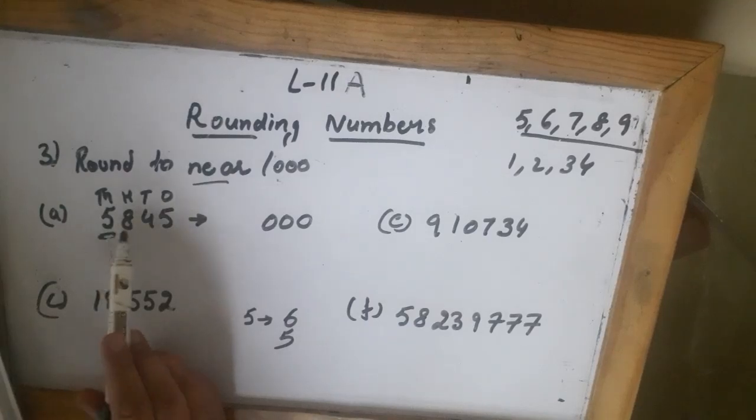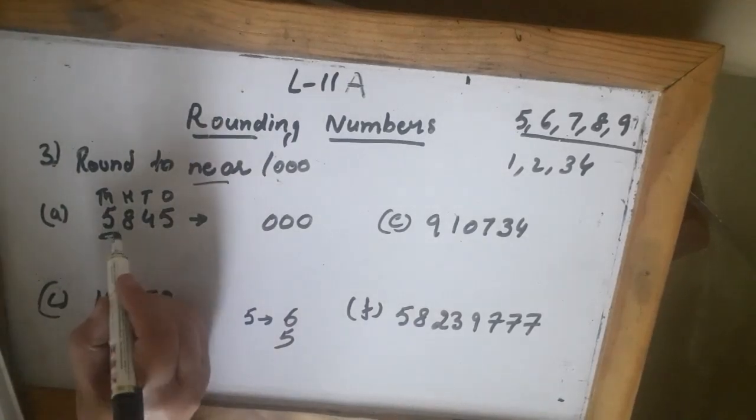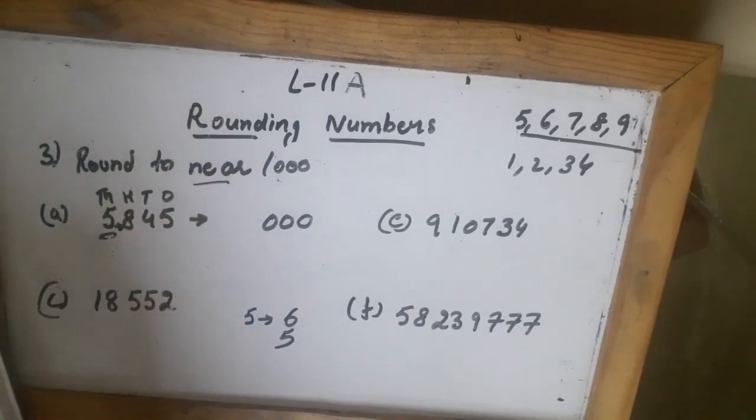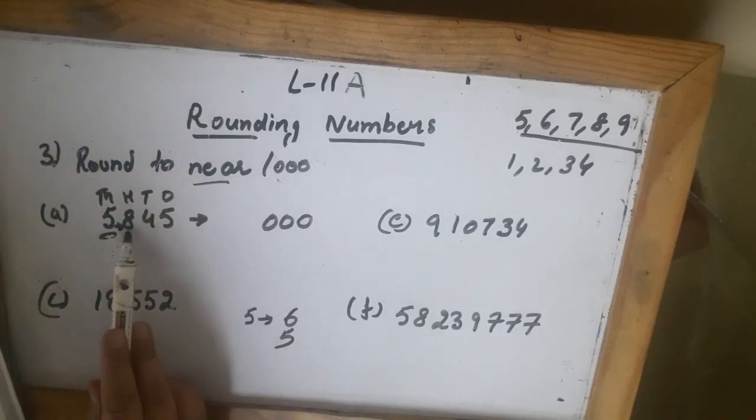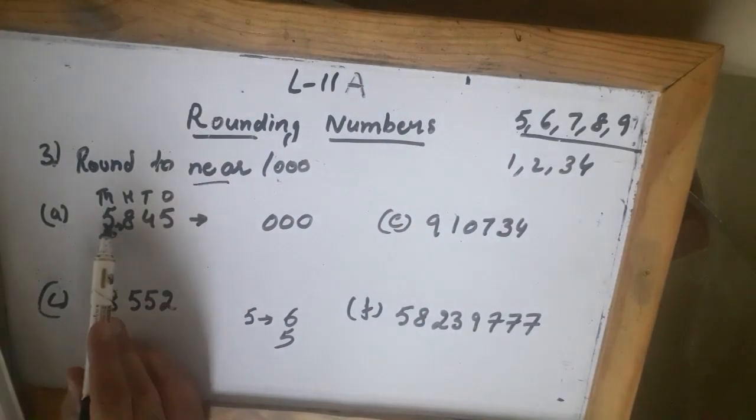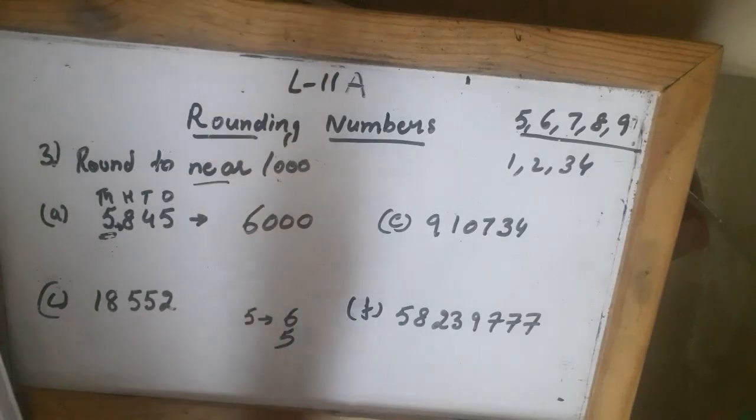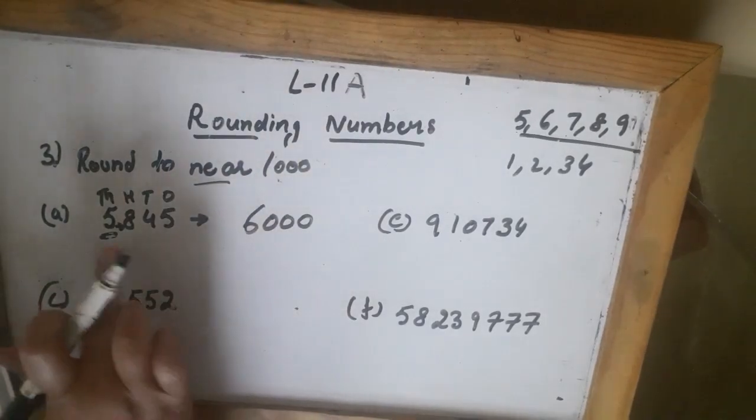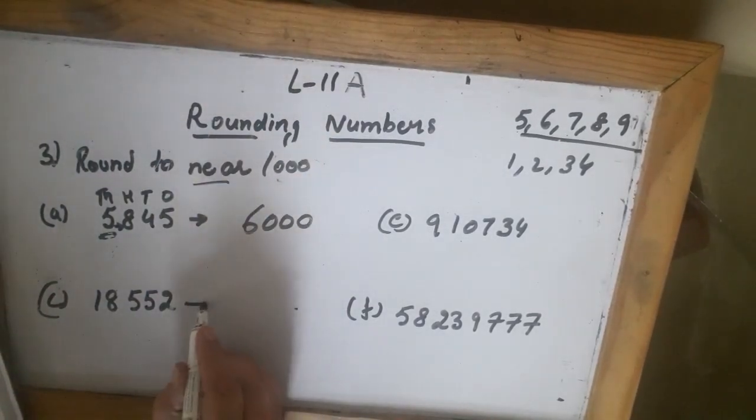Either 5 will change to the next digit, that is 6, or it will remain 5. How will I decide? I will look at the next digit. Now I will look at the hundreds place, exactly the number next to it, on its right. This is 8, which is more than 5. So it means this 5 will change into 6. When I round off this number, it will become 6000.